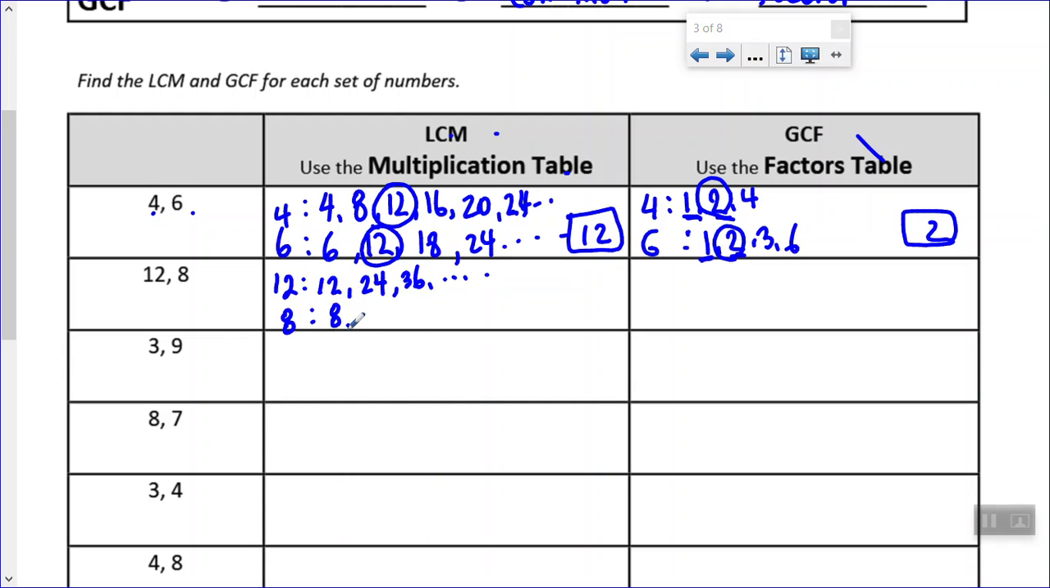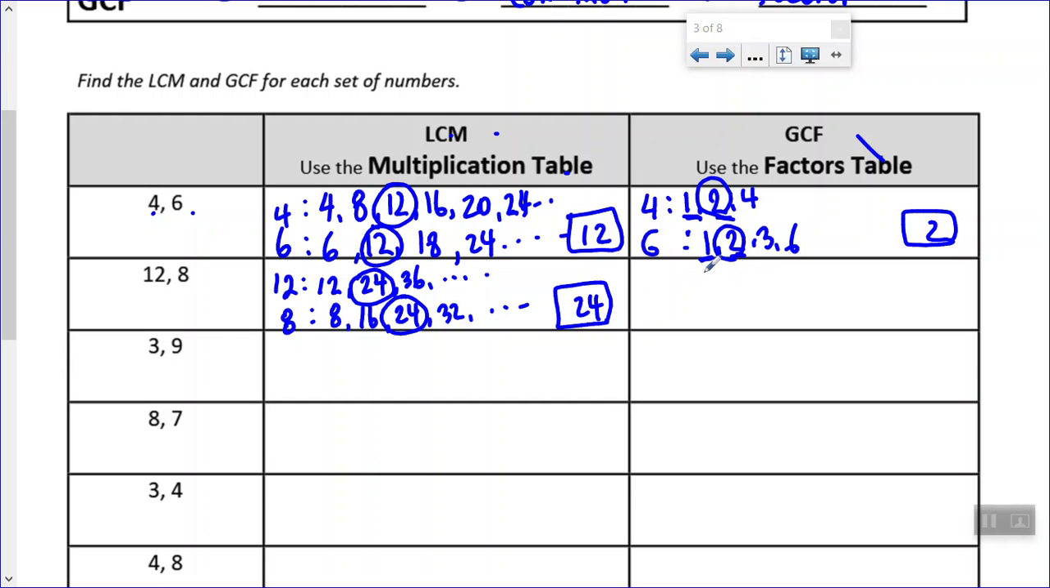8 times 1 is 8. 8 times 2 is 16. 8 times 3 is 24. 8 times 4 is 32. You can go on, but we already found that you have 24. This is the smallest multiple of these two numbers. So 24 is the LCM.